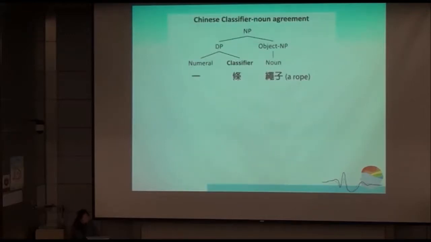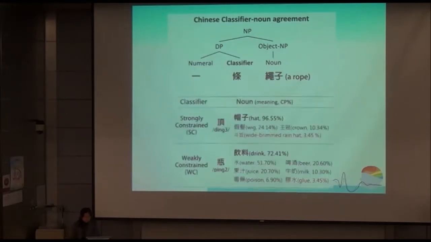So in our lab, we're trying to solve this problem by using the characteristic of Chinese classifier-noun agreement. As you know, in Mandarin Chinese, if you want to quantify a noun, you have to have a classifier preceding the noun. For example, you have to say 一条绳子, but not 一绳子. So this is the characteristic of Chinese classifier-noun agreement.